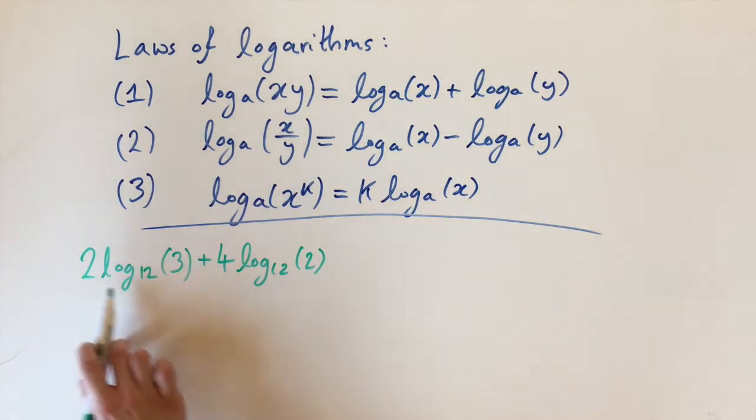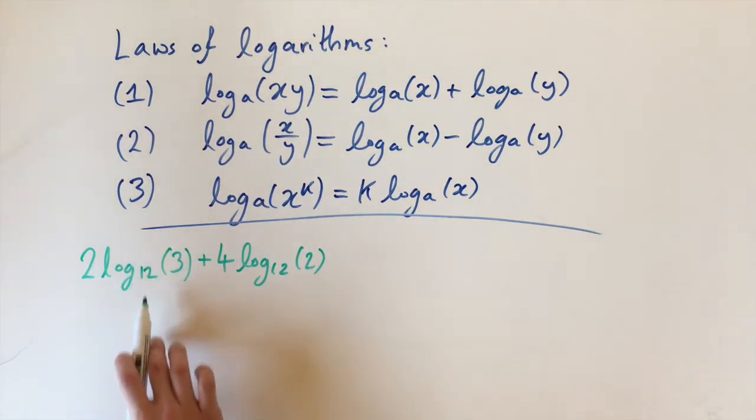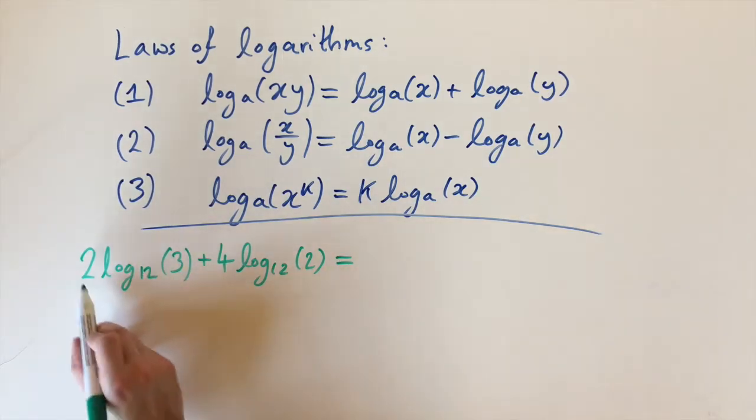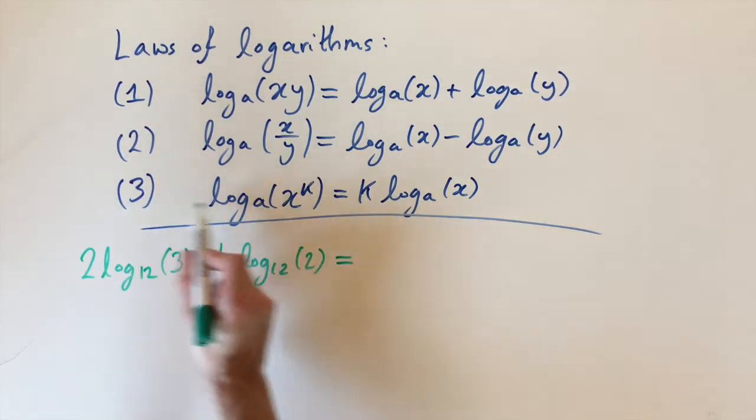First off, let's look at this logarithm. So we've got 2 times log base 12 of 3. And we can actually simplify this using the power rule, so this third rule here.